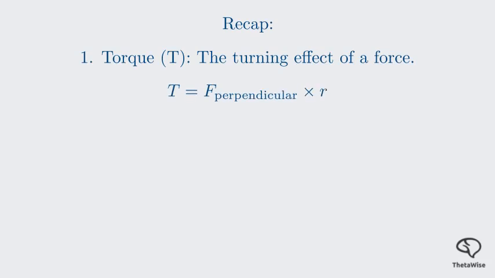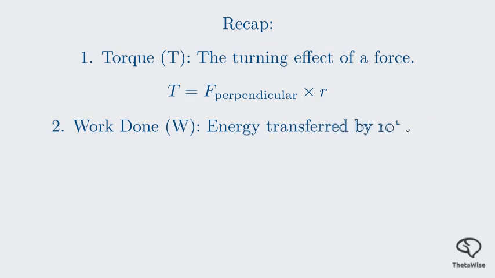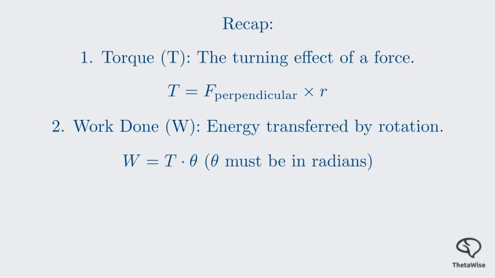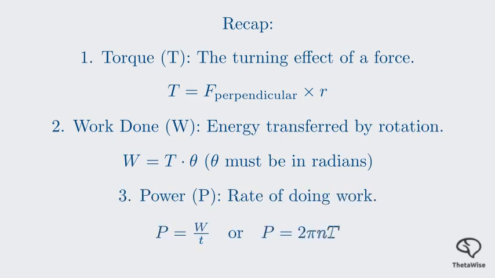Let's quickly recap what we've covered today. First, we defined torque, the turning effect of a force, and learned how to calculate it as the perpendicular force times the radius. We saw how to resolve forces into their perpendicular components. Second, we derived the formula for work done by torque over an angle theta, W equals T times theta. We also established the crucial step of converting degrees to radians. Third, we explored power in rotational motion using P equals W over t, and derived the rotational power formula, P equals 2 pi n T, where n is the frequency.